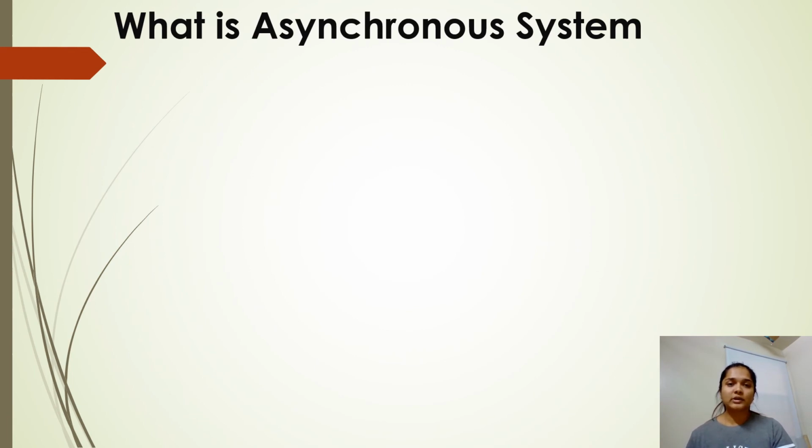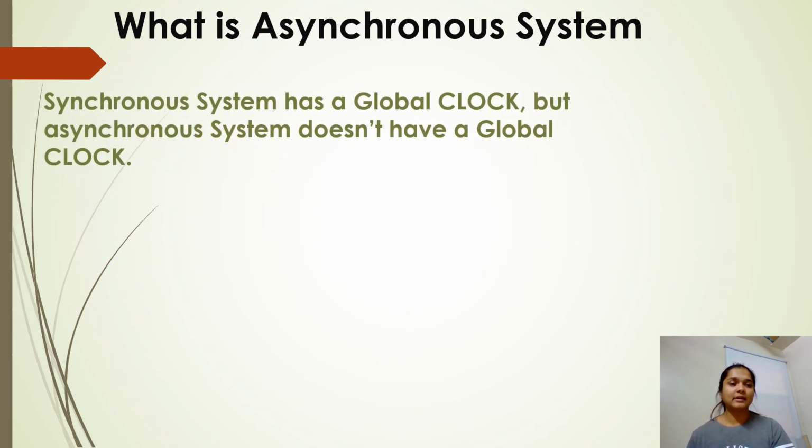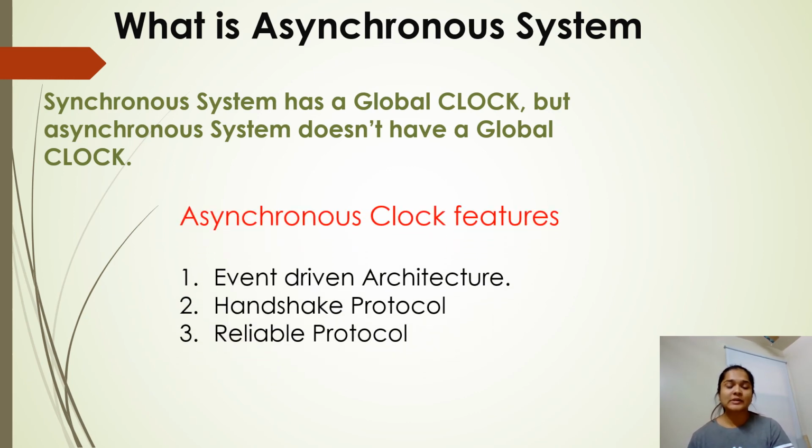What is an asynchronous system? We can say that, unlike a synchronous system, it does not use a global clock and is not based on centralized control, whereas it uses event-driven architecture and distributed control to transmit a signal. There are many protocols available, like the handshake protocol and reliable protocols. But the handshake protocol is the most widely used and known protocol in asynchronous systems.